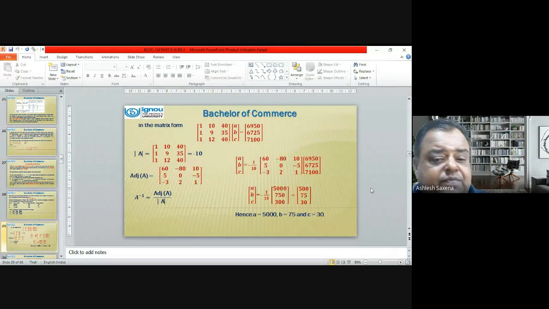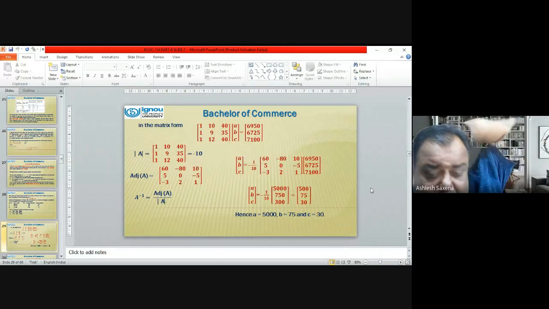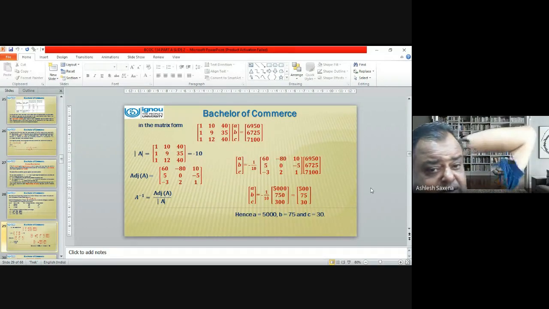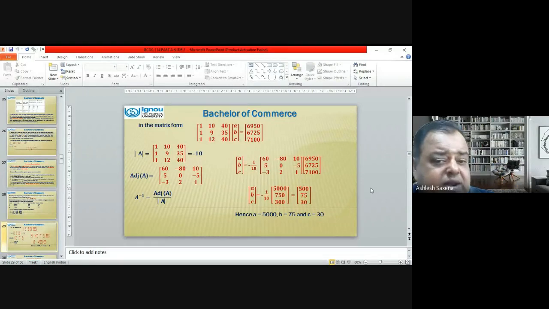We have a 3 by 3 matrix and a 3 by 1 matrix. First of all, we have to find the value of A, B, C. So we will be applying the formula: A, B, C is equal to A inverse into B. So we have A as 1, 10, 40, 1, 9, 35, 1, 2, 40. You know how this matrix is solved. Its value is minus 10.